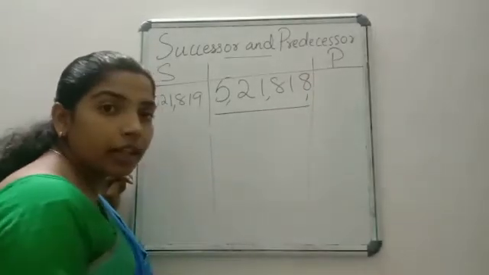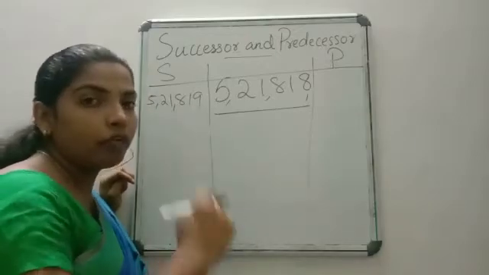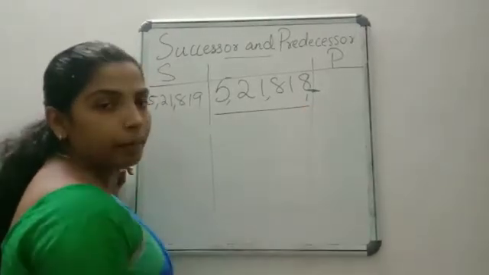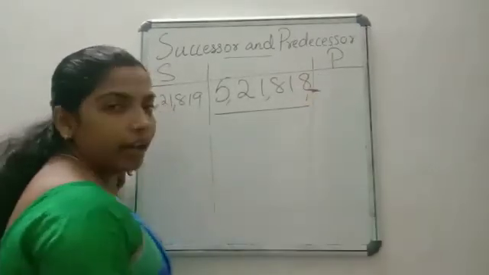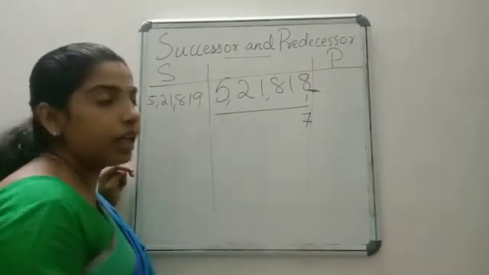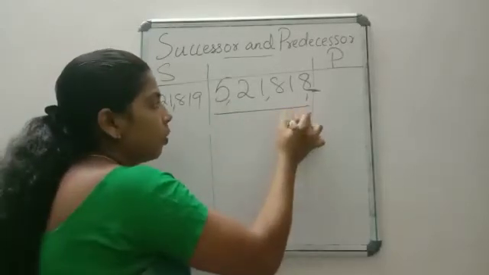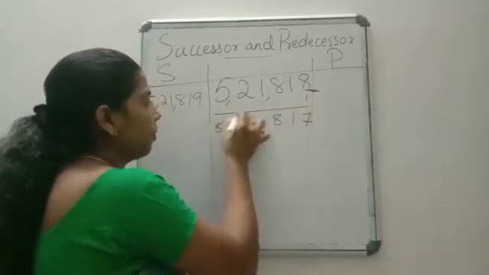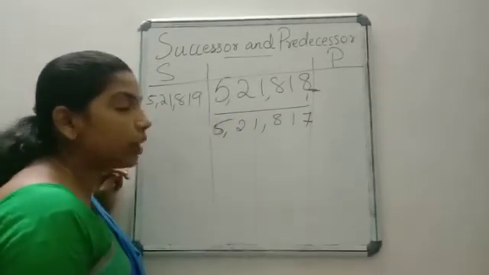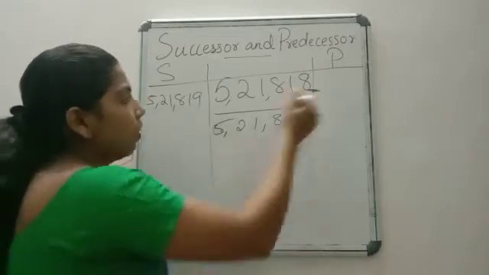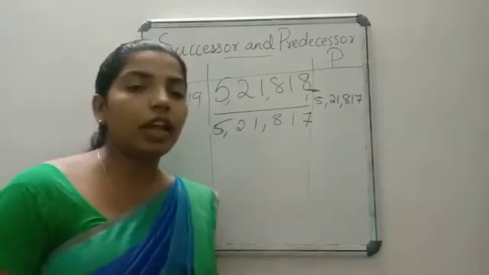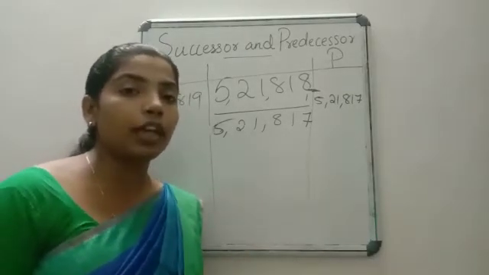Now next we have to find the predecessor. What we told, in order to find the predecessor we have to just subtract 1 from the given number. So this is the given number and we are going to subtract 1 from that number. So 8 minus 1 is 7. And in other places no other numbers are there, so just write those numbers as they are. So we can say that the predecessor of this given number 5,21,818 is 5,21,817. So this is the way to find the successor and predecessor of a given number.